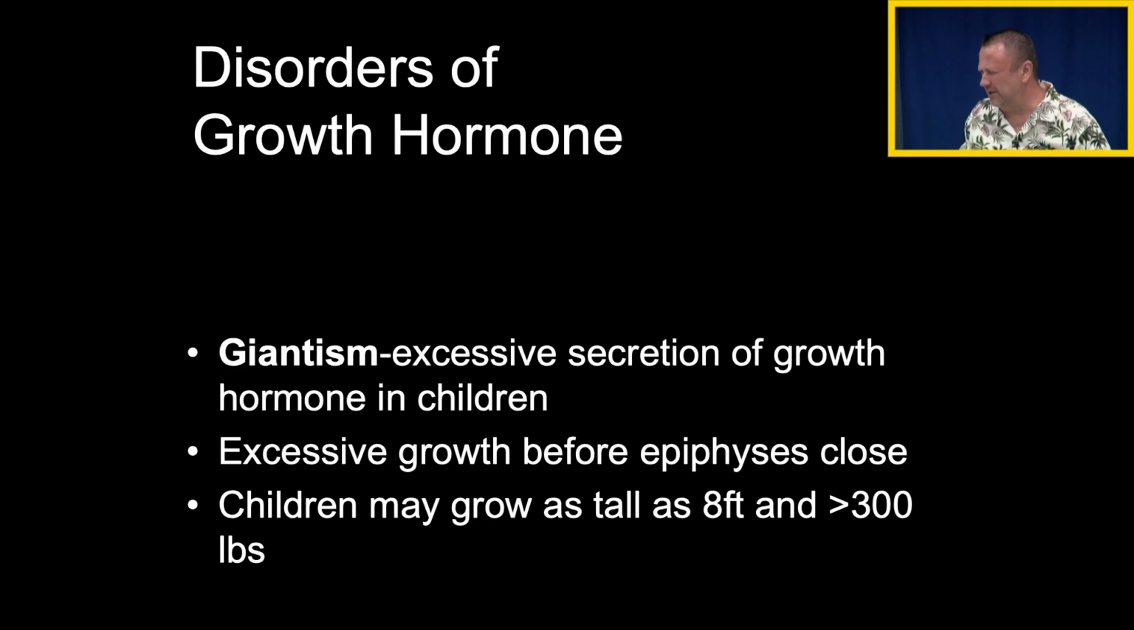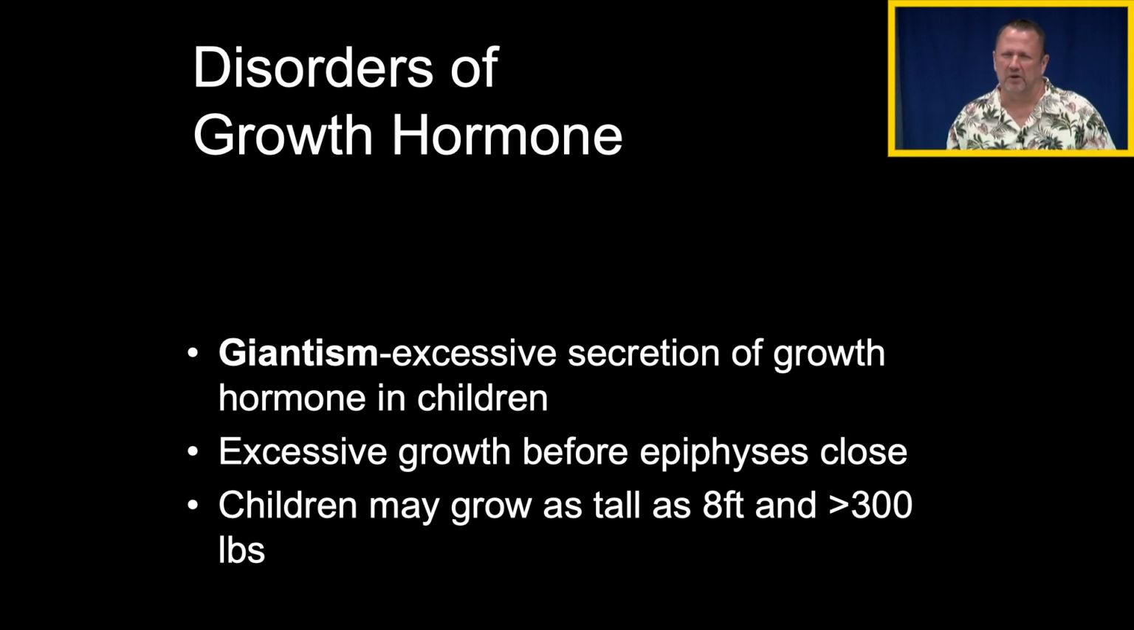And so the key point of giantism or gigantism is that this occurs in children. Our bones have these epiphyseal plates, and once we get to a certain age, somewhere in our 20s, these plates will close. And so the long bones cannot grow longer after the epiphyseal plates close. And so if children are exposed to excessive amounts of growth hormone, their bones can grow larger and larger, or longer and longer.